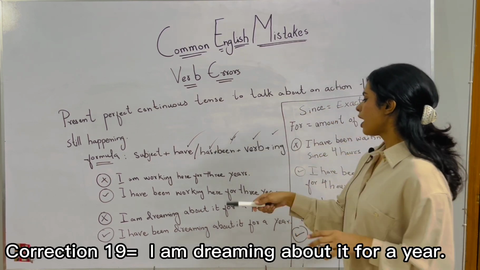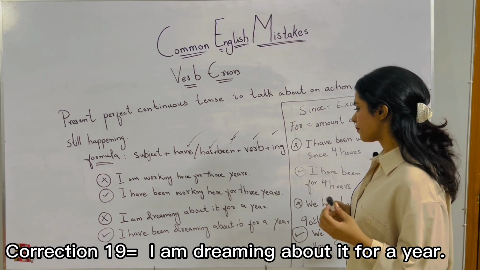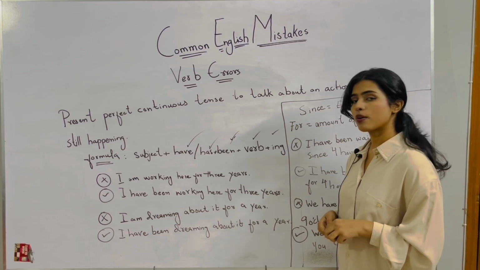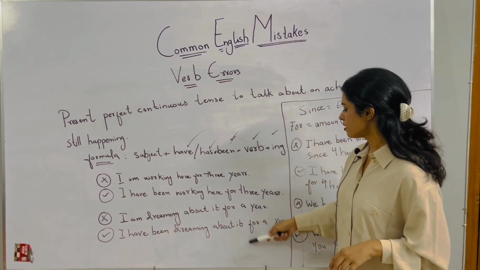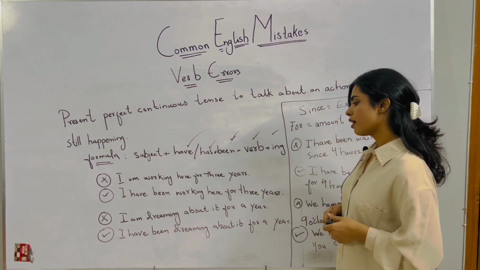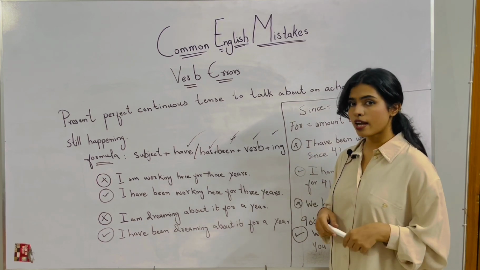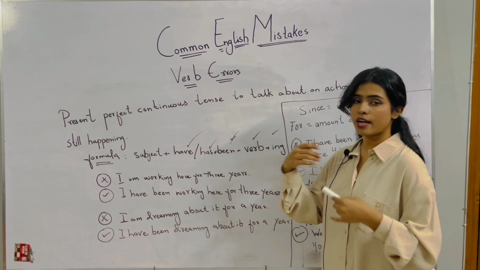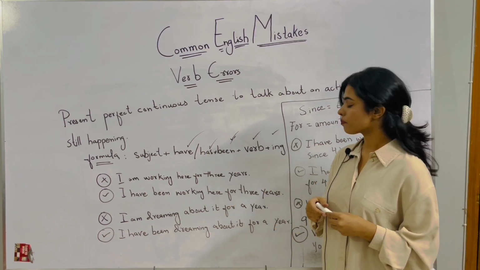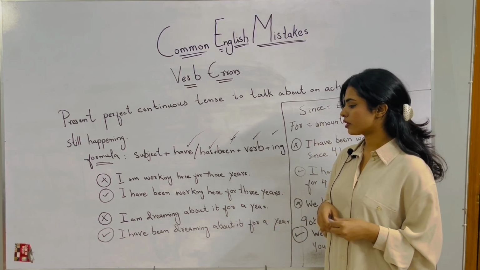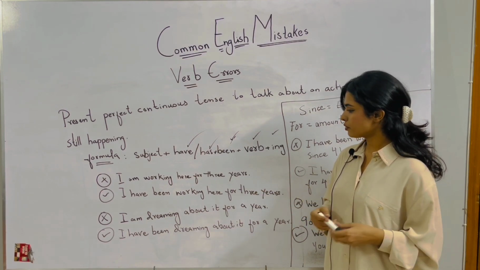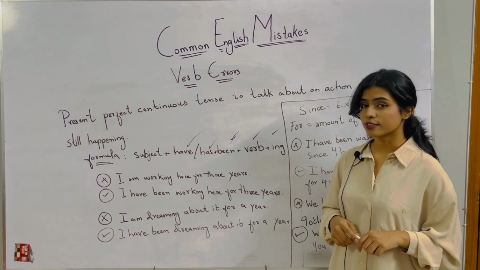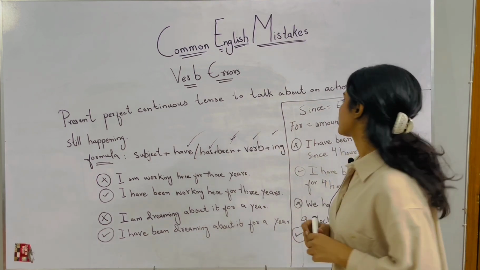Next would be, I am dreaming about it for a year. Now the correction would be, I have been dreaming about it for a year. So year suggests a time duration and dreaming suggests that I have been dreaming. So it's something that is happening or is still happening, and I have this ongoing situation. So I'm going to use have been with it. So the correction would be, I have been dreaming about it for a year and I have been working here for 3 years. Moving on to the next correction.